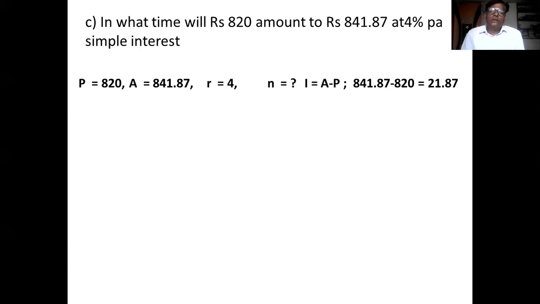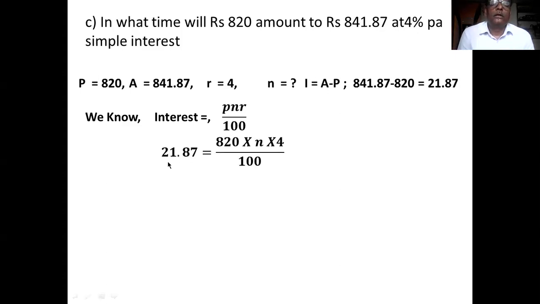21.87 is the interest. Therefore, you put that in the interest equation. On the basis of this information, you write the equation. We know interest is equal to PNR divided by 100. This is the equation. What is interest? 21.87. Interest is 21.87 and P is 820. N is N, I don't know. Then R is 4%. R is 4 divided by 100.